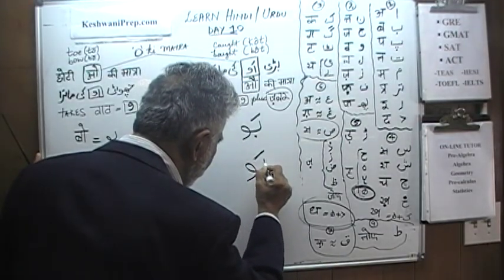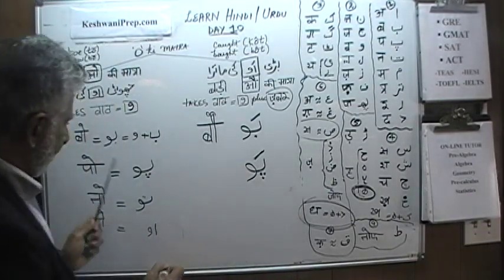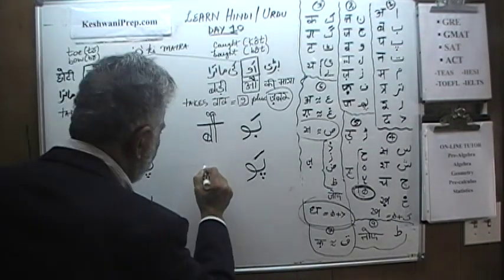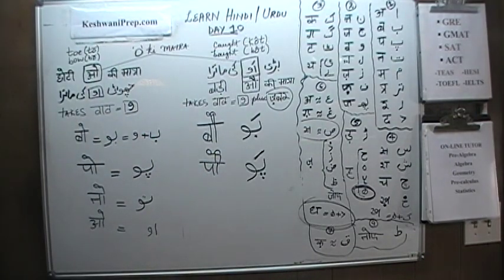The zabar belongs to pe, not the wow. You put a zabar on the letter, and then you put a wow next to it, as you would for a short o. Similarly here, you take your pa and you put two symbols, and so on and so forth.